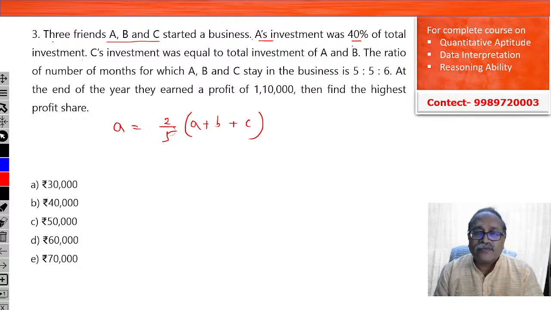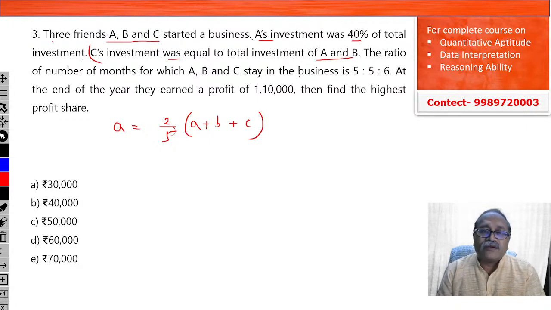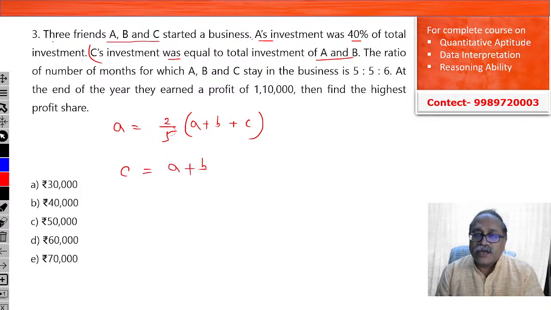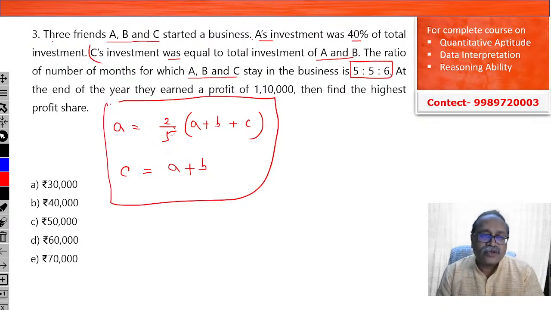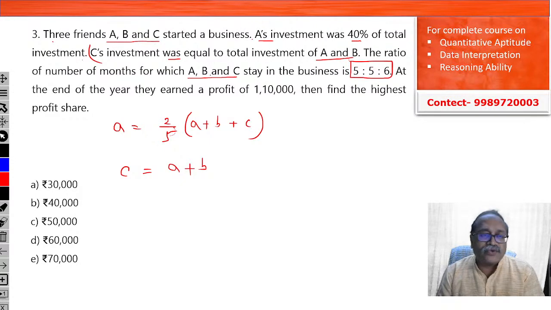And what is the next one? C investment was equal to the investment of A and B. So C is equal to A plus B. Okay, the next: the ratio of the number of months of A, B and C is this one. This is the time ratio. This is the capital ratio. And this is the time ratio. At the end of the year, if they earn 1,10,000, then find the highest profit share.